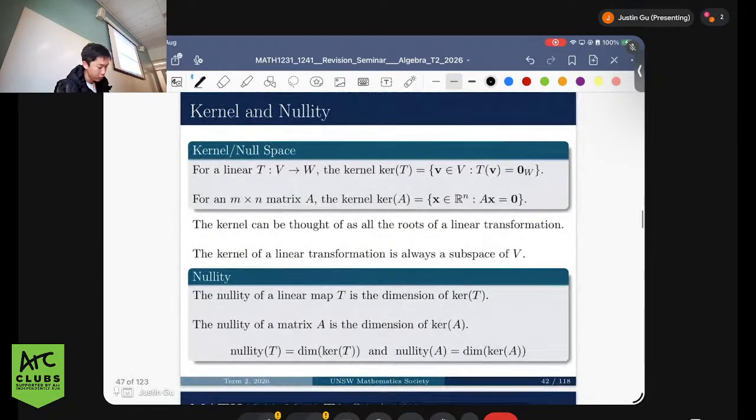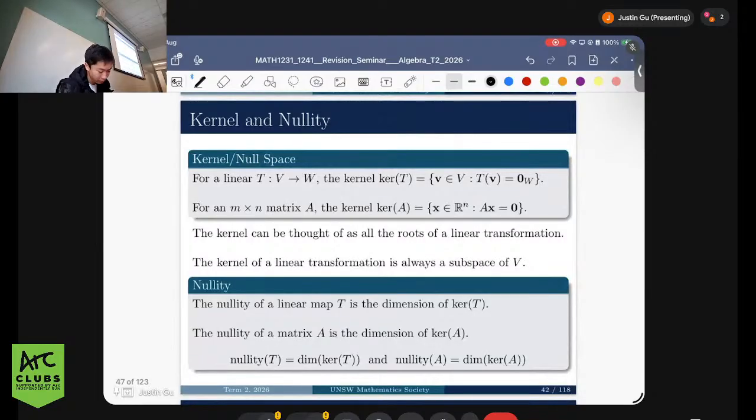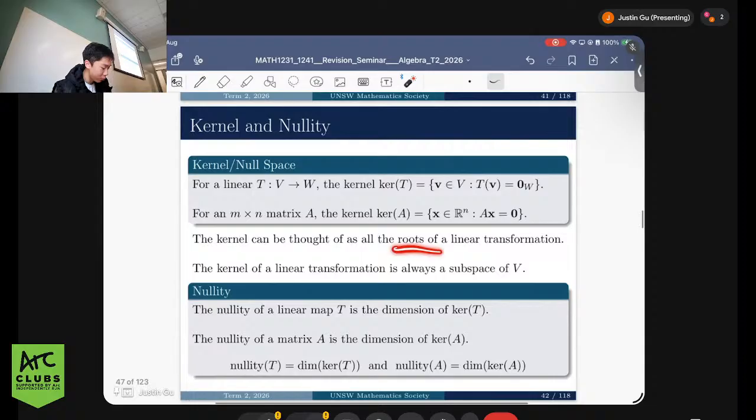Okay, moving on, kernel and nullity. A kernel is just a set of vectors that, when you apply a linear transformation, all point to the zero vector. Think about it as the roots of a linear transformation, roots because they solve to get 0. And that's a kernel.